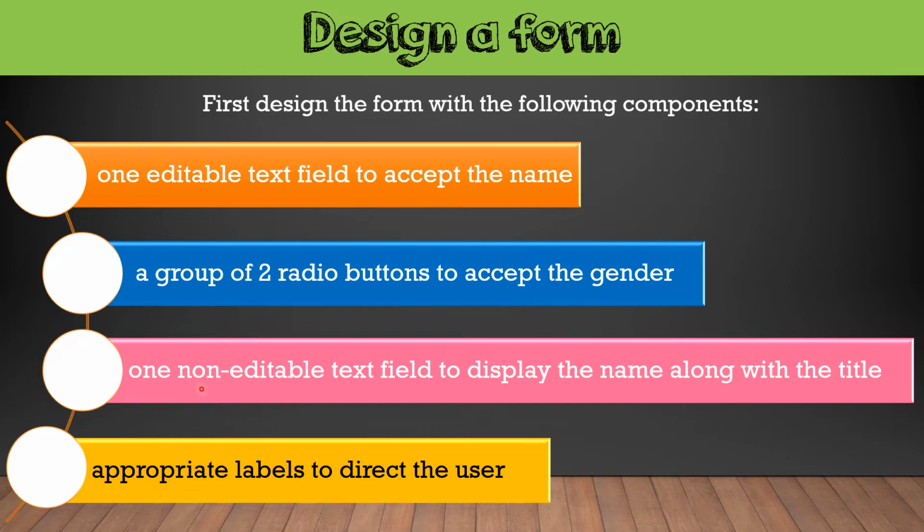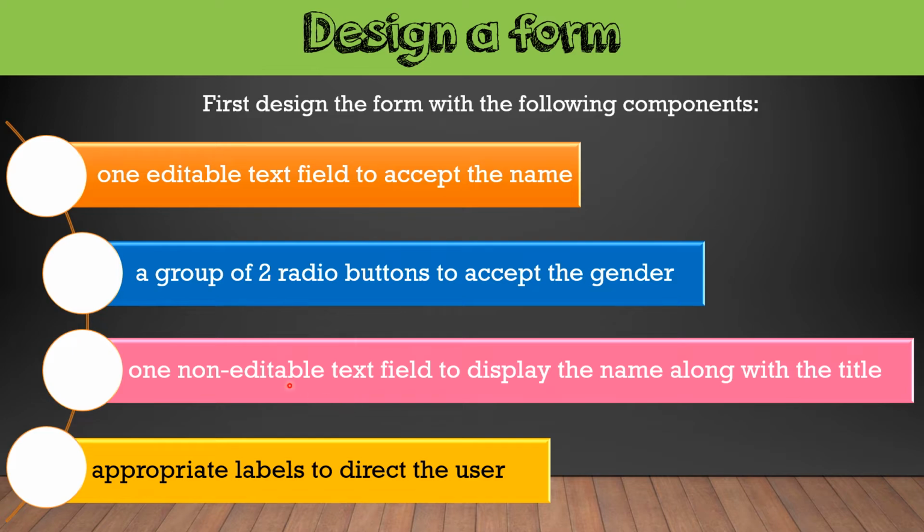Then we have to add one non-editable text field to display the name along with the title. Means here in this text field, the second text field that we are going to add, it will be set as non-editable, because here in this text field the user cannot do anything. The message or the output would be displayed here, so that is why it is set to be non-editable.